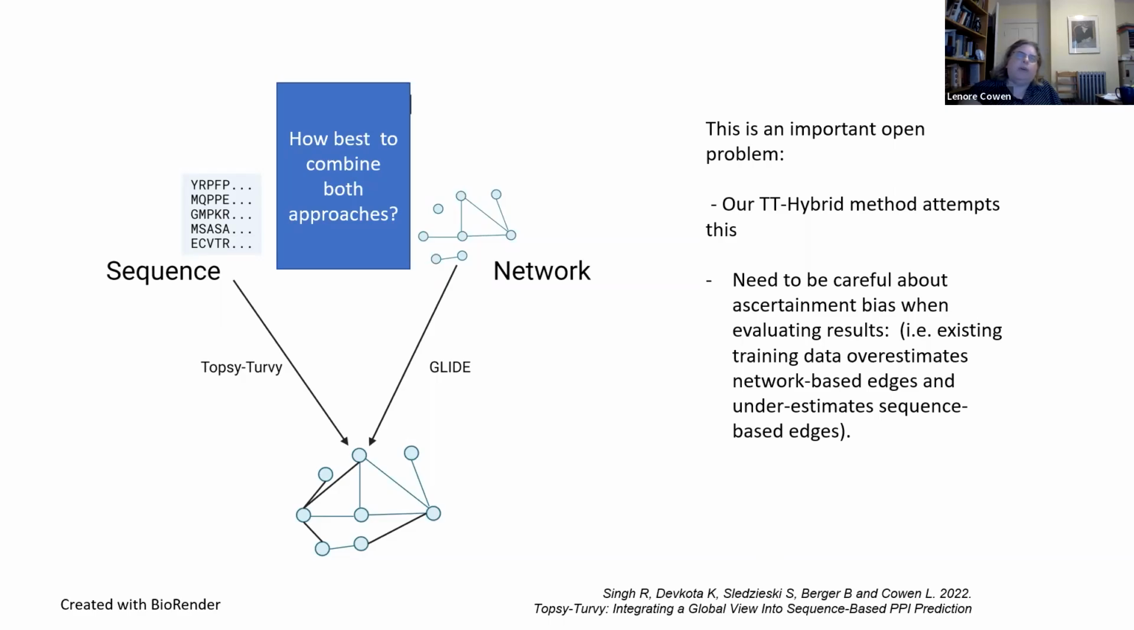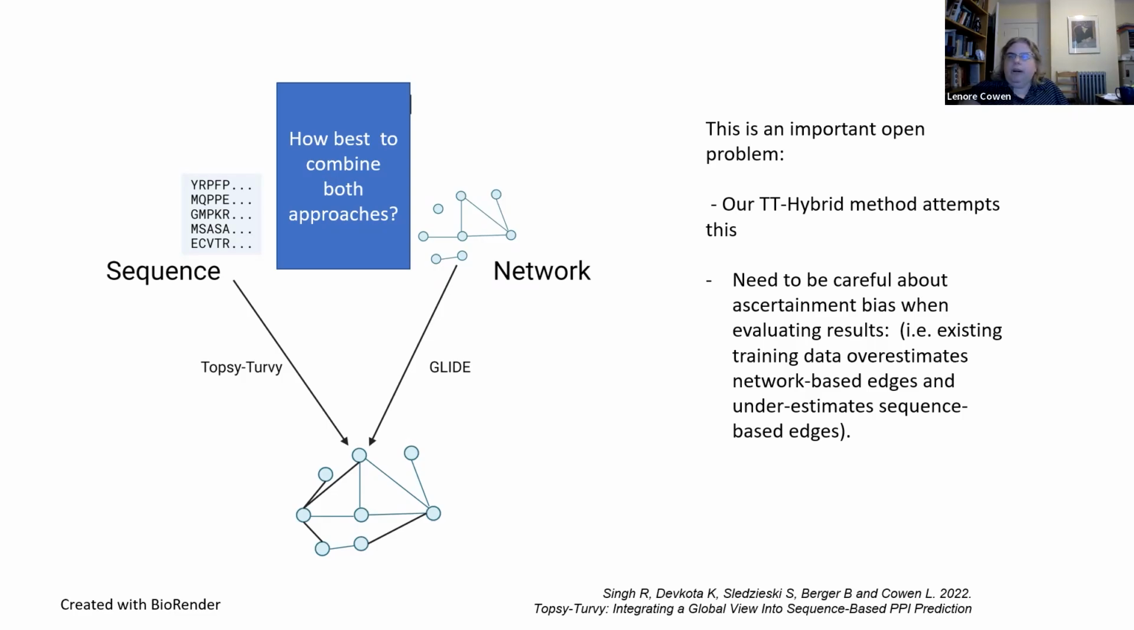So some people say, in a social network analogy, the sequence really tells you which two people are compatible to be friends, but the network tells you which two people have actually met. So you do get different kinds of information from this kind of data. And in fact, we're able to do even better at correctly predicting links in cross-validation using this TT hybrid new method that uses both Topsy-Turvy on just the sequences and then our GLIDER method on the networks.